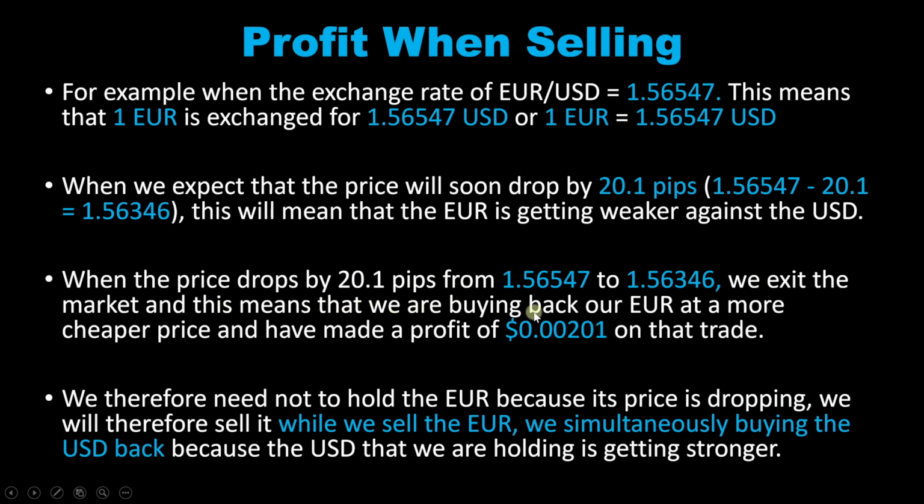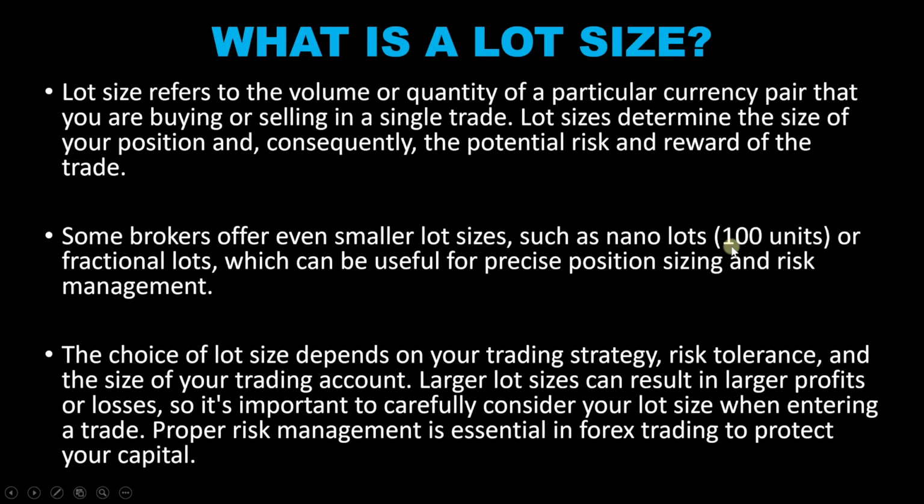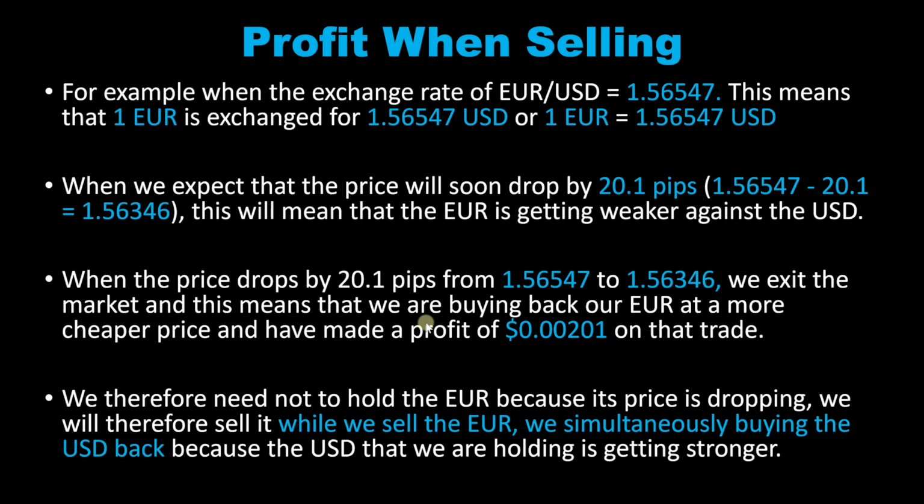This means that we are buying back our euro at a cheaper price, and we have made a profit of 0.0021 on that trade. So we need not hold the euro because its price is dropping. We'll therefore sell it, and while we sell the euro, we're simultaneously buying the USD back, because the USD we are holding is getting stronger. It's just like buying and selling stuff.